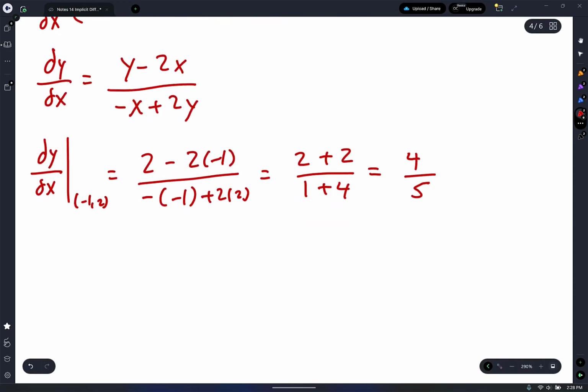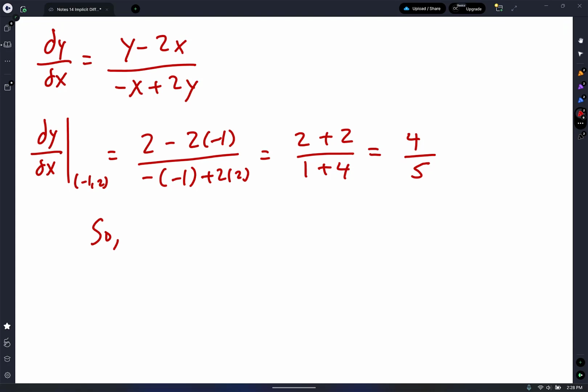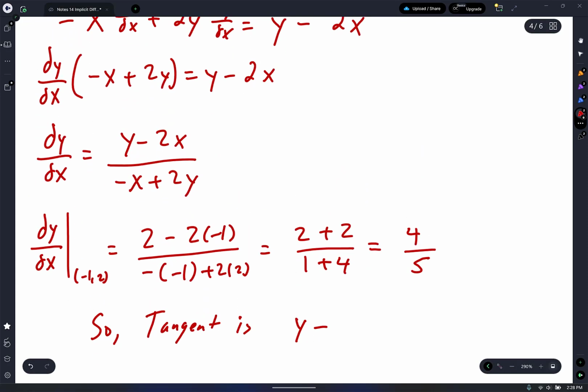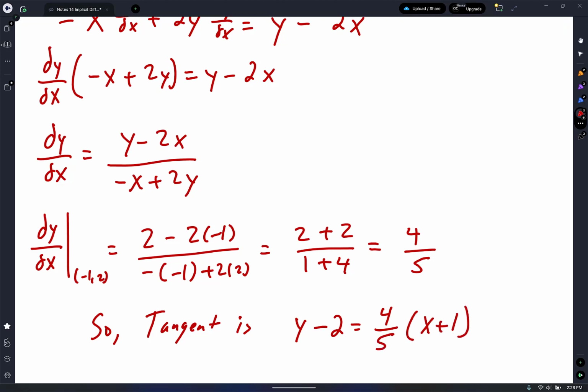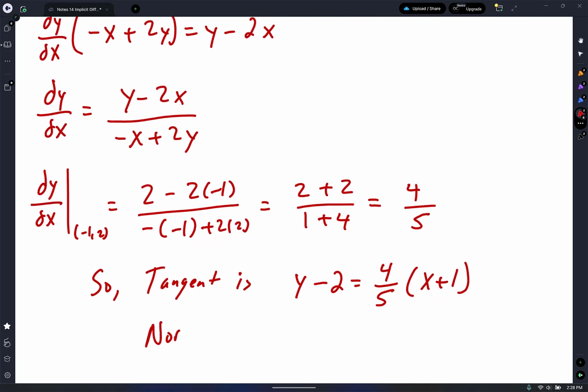Do I have space still? Yeah. So tangent is y minus 2 equals 4/5 times x plus 1. That's your tangent line. What about the normal line? Opposite reciprocal. So what do I say for my slope?